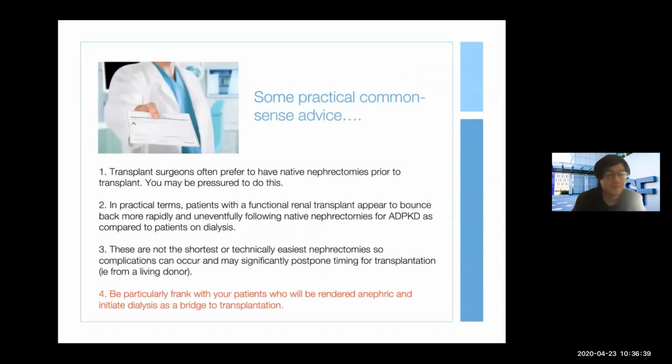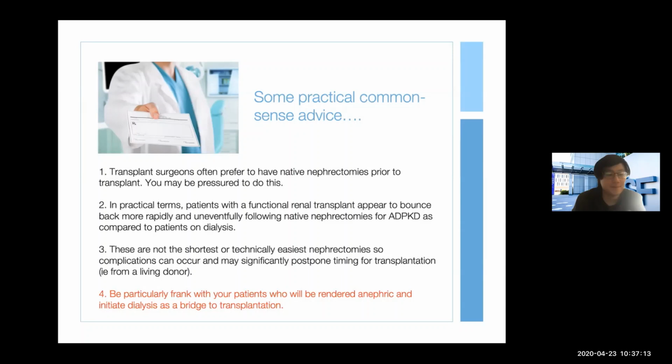Just a little practical common sense advice. If you're going to be doing this in practice, your transplant surgeons will often prefer to have the native nephrectomies prior to transplant, and you may be pressured to do this. I think there is data to suggest that this is a safe approach, but it does carry with it a little bit of baggage. In practical terms, I think that patients that have a functional transplant bounce back more rapidly after nephrectomy of their native ADPKD kidneys as compared to those patients that are on dialysis. So it's important to talk about that with your patient if you're making this decision.